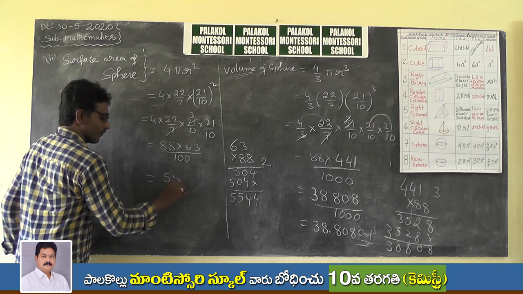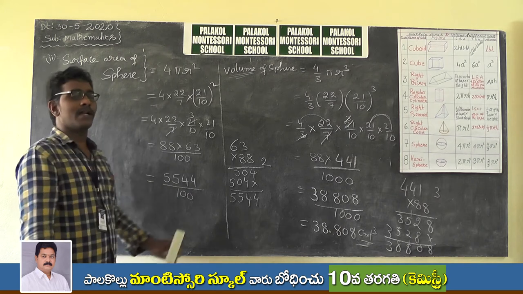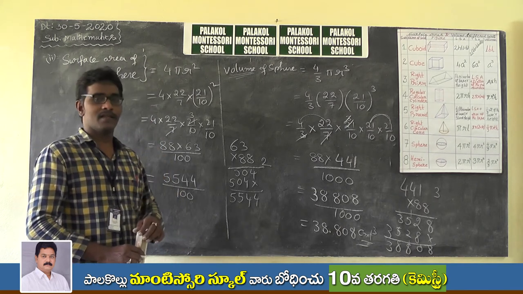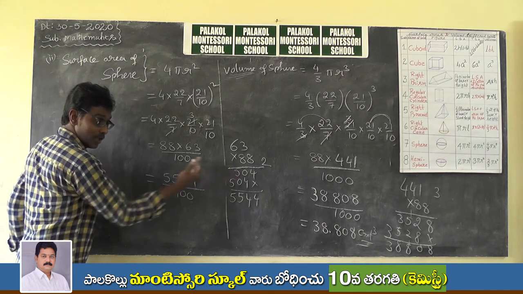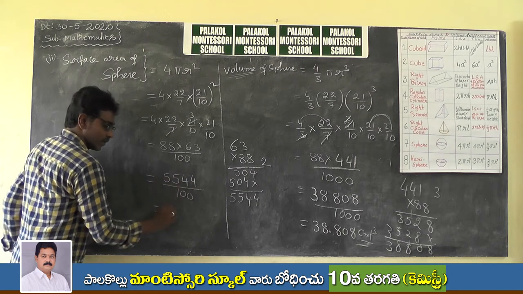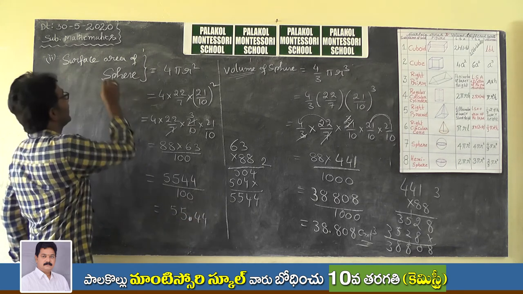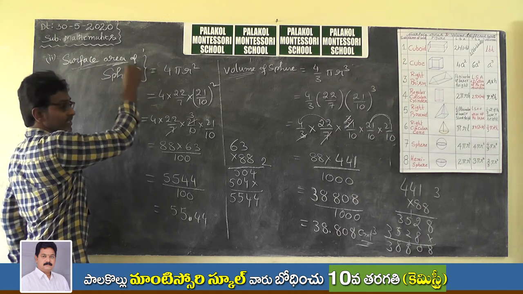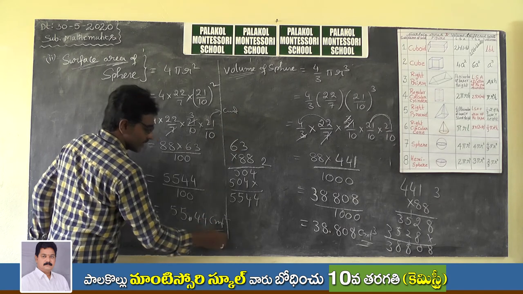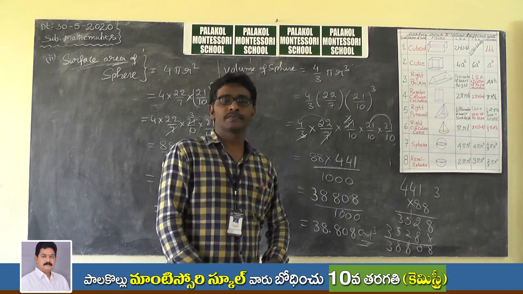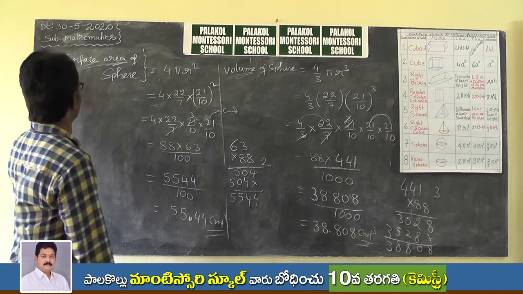So 5,544 by 100. The denominator has 100, two zeros. That's why I write the decimal in the numerator. How? From right to left you count two digits, then write the decimal point there. So 55.44. Here is the surface area. The radius is given in centimeters, so the unit is centimeter square. The sum is done. Okay guys. Next, a very very important sum.